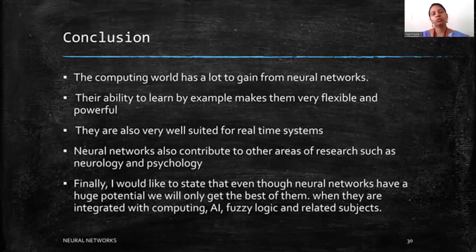Let's conclude this video. While the computing world has gained a lot from neural networks, their ability to learn by example makes them very flexible and powerful, and suitable for most real-time systems. Neural networks contribute to many other areas of research like neurology, pathology, and psychology. Finally, I would like to state that even though neural networks have huge potential, we will not get the best out of them unless they are integrated with computing, AI, fuzzy logic, and related subjects.